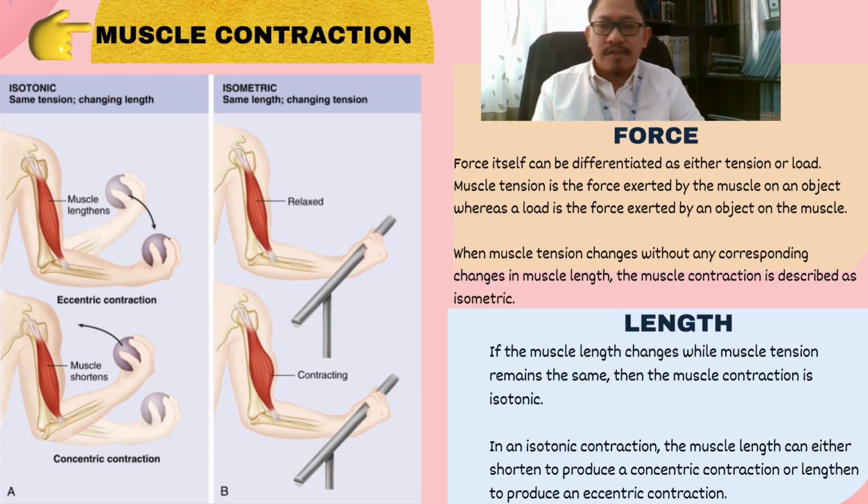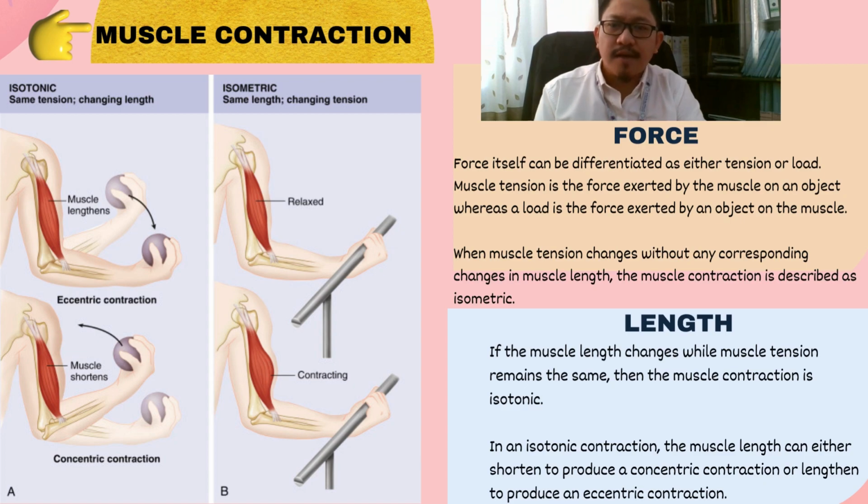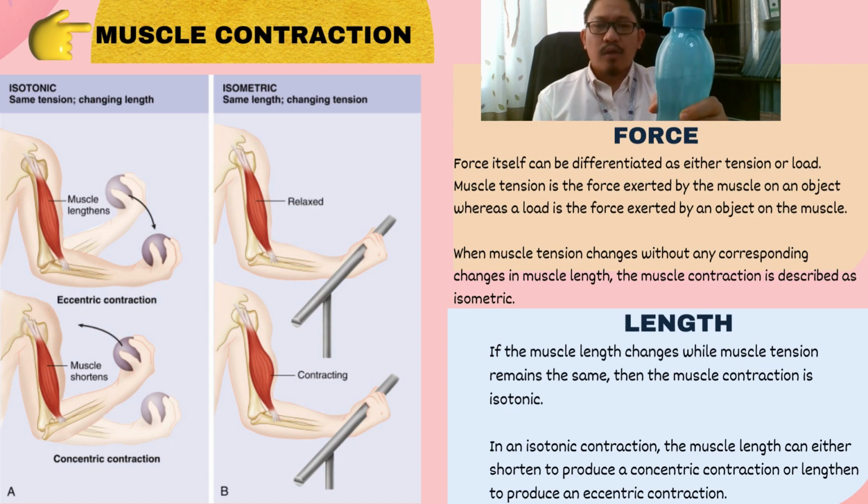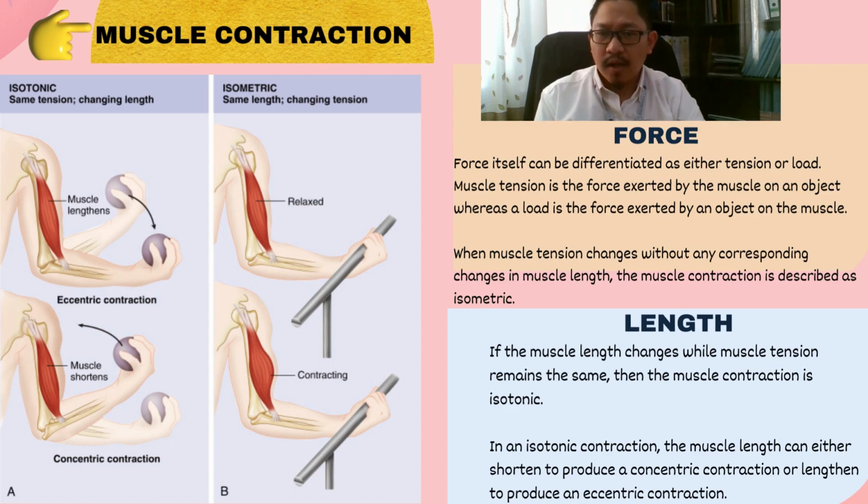Types of muscle contraction. The first one is isometric contraction, when muscle tension changes without any corresponding change in muscle length. For example, I'm holding a bottle steady without moving. The second one is isotonic contraction. This is where the muscle length changes, but muscle tension remains the same.